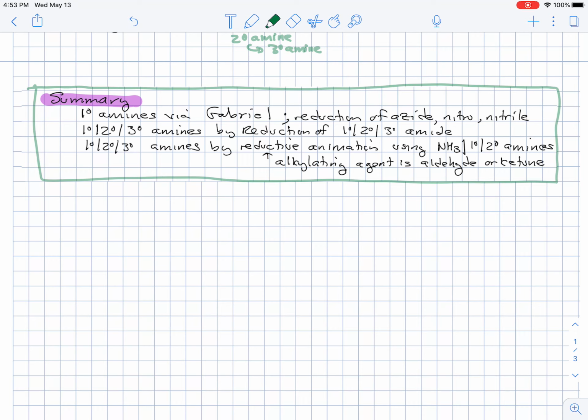And so just to summarize, you can make primary amines via the Gabriel synthesis, reduction of an azide after first making the azide, or reduction of a nitro group or a nitrile. Remember that when you add a nitro or an azide group, that adds just the nitrogen. It doesn't also add a carbon, whereas when you make a nitrile, say from an alkyl halide, that adds a carbon and a nitrogen. And the Gabriel also just adds the nitrogen.